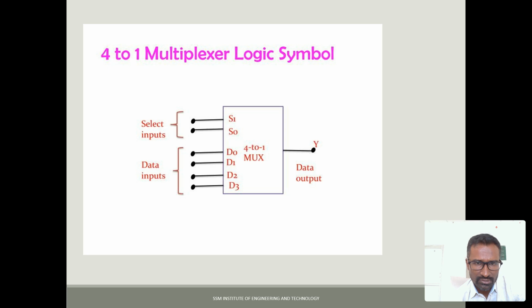Let me show that. This is the symbol, the same thing we discussed. That is the block diagram. This is the logical symbol, 4 is to 1 MUX. There are 2 selection lines, 4 input data, and 1 output data.